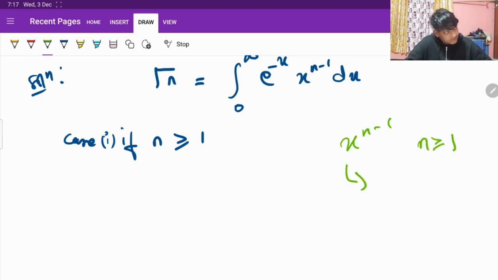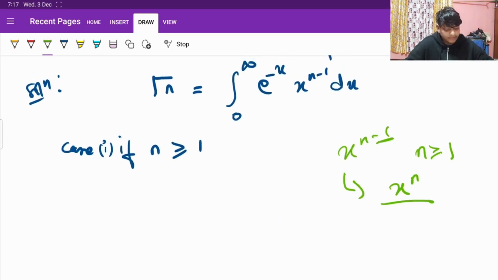My n is greater than or equal to 1, so when n is greater than 1 and it is getting subtracted from 1, the term always remains in the numerator side. So we have no problem with this. That means it is bounded and also integrable. So it has no point of discontinuity.